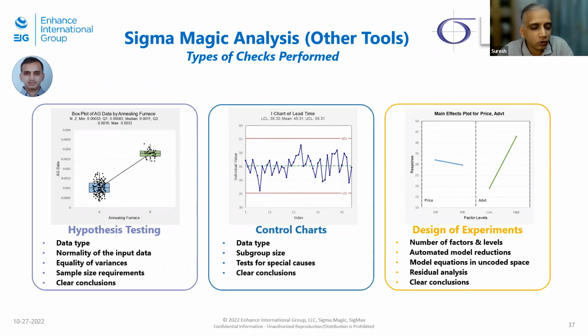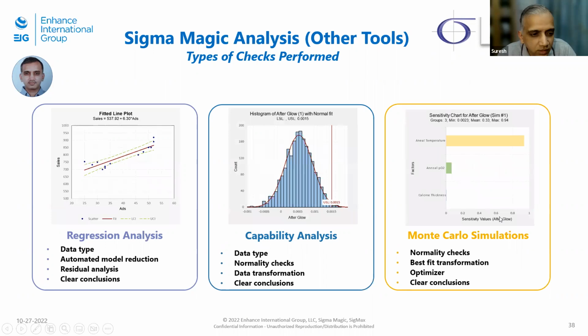The next few slides basically talk about a few other analyses. We only talked about making comparisons between samples as a part of this seminar discussion today. But there are a lot of other tools available within Sigma Magic that also have built-in analysis intelligence. For example, control charts, design of experiments, how you pick the model, how you do the model reduction, and regression analysis, capability analysis, looking at the type of data, whether it's normally distributed or not, Monte Carlo simulations, and so on. All of these different tools have built-in analysis intelligence to make sure that the recommendations the software is giving you are accurate and you can trust the analysis results.